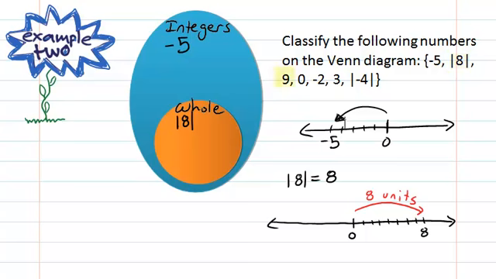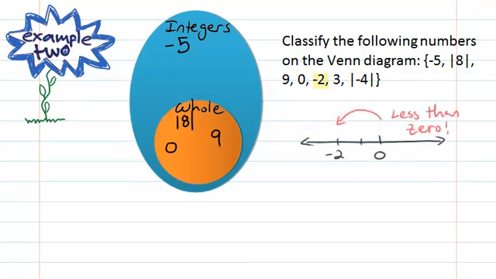9 is a whole number, which means 9 goes in the whole number section. 0 is a whole number because it is not negative. So 0 goes in the orange section. -2 is a negative whole number, which means that it's an integer but not a whole number. -2 goes in the integer section. 3 is a whole number. 3 goes in the orange whole number section.